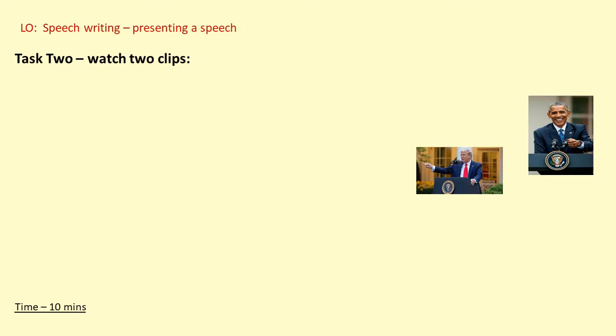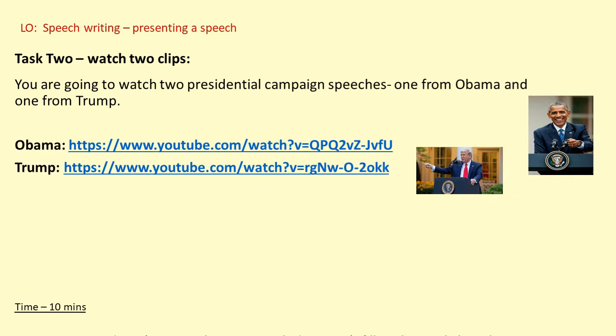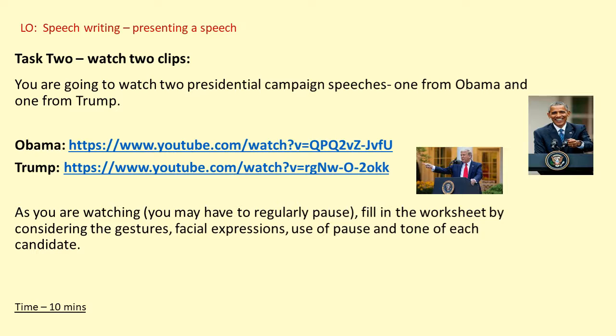Okay, so for task 2, I would like you to watch 2 clips. And as you are watching them, you may have to pause quite often. I would like you to fill in the worksheet, which has been uploaded on class charts, by considering the gestures, facial expressions, use of pause and tone of each candidate. So we're watching the clips, we're filling in on class charts.